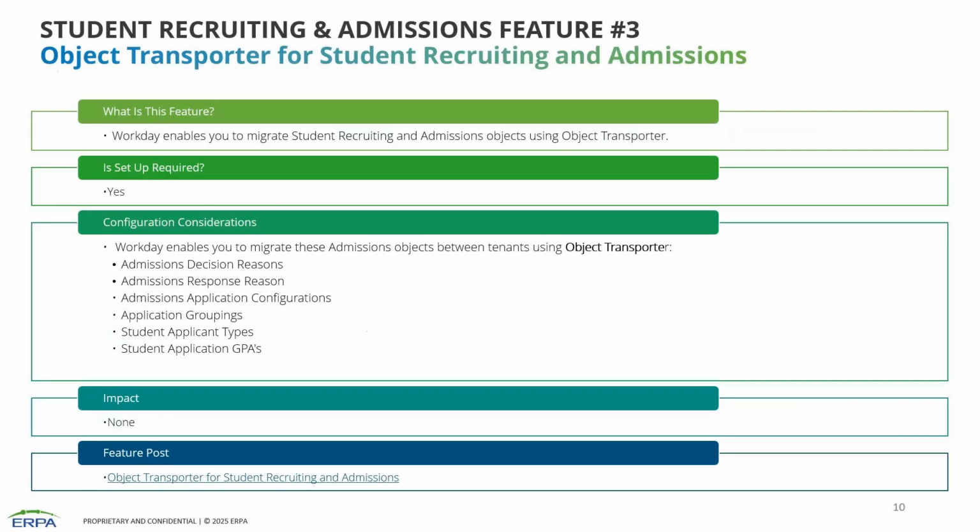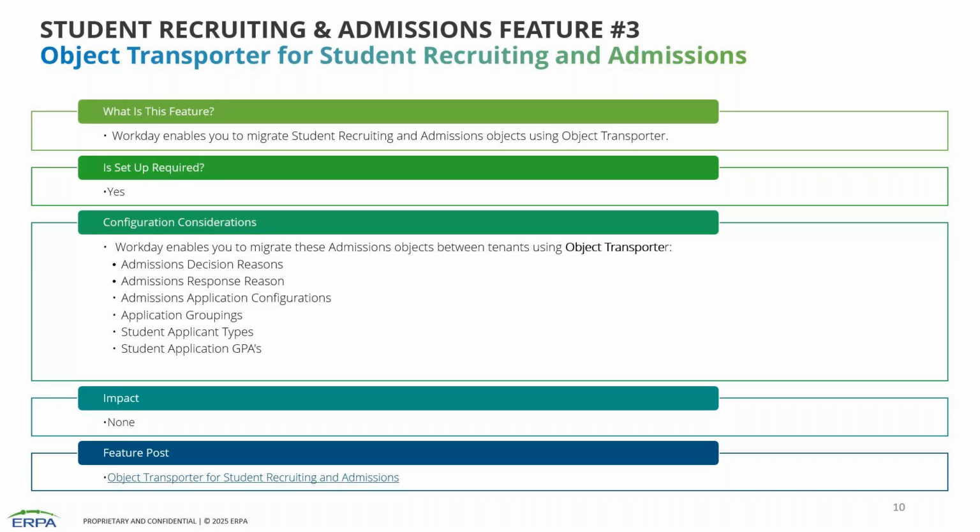Moving on to the third feature, which is actually very helpful, and which I am using in my current project. I'm very happy to see these changes. Workday now enables you to migrate student admissions as well as student financial objects through object transporter, either individually or as part of a configuration package. Some of the objects are application decision reason, response reason, application grouping, student applicant type, and application GPA. There is a long list of object items.